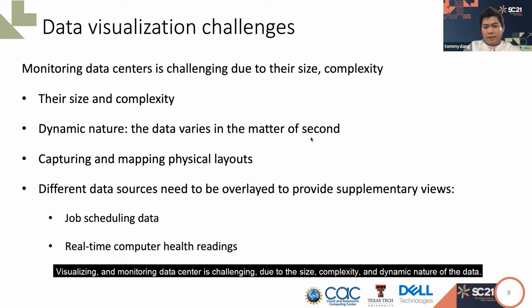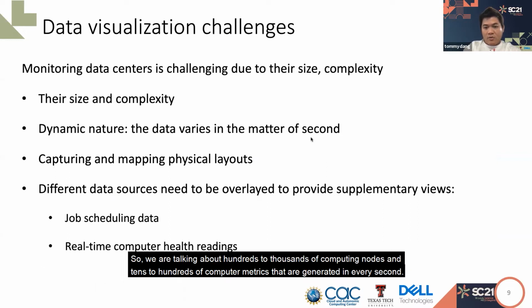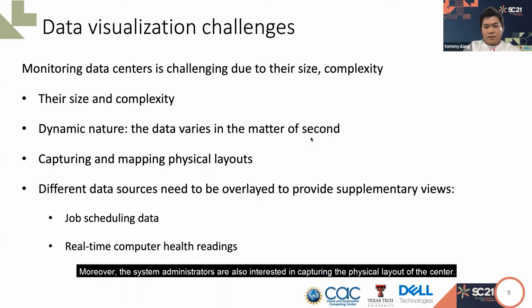Visualizing and monitoring a data center is challenging due to the size, the complexity, and the dynamic nature of the data. We are talking about hundreds to thousands of computing nodes and tens to hundreds of compute health metrics that are generated every second. Moreover, system administrators are also interested in capturing the physical layout of the center, so when a problem happens, they would like to know where it is located.